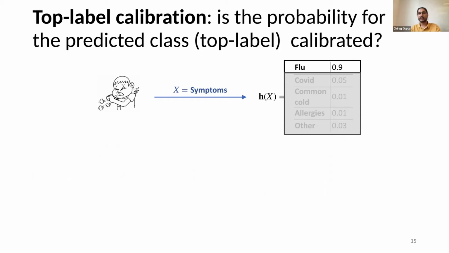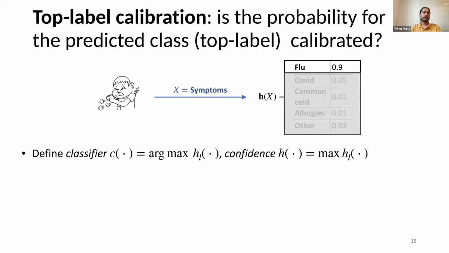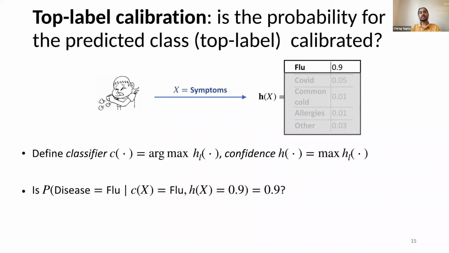So formally, if you define C as the classifier, in this case, which is flu, so what is the top class or the top label? And H as the confidence, which is the predicted score or probability for the top class, then this prediction would be calibrated if the probability of the disease being flu, given the prediction of flu and the score 0.9, is actually 0.9. Okay, so if something like this holds, then you're quite confident that you don't have to do a COVID test or allergy test.